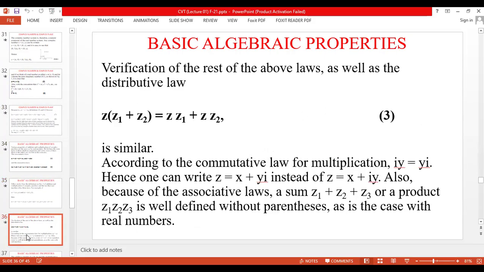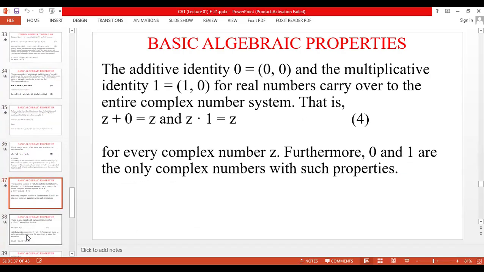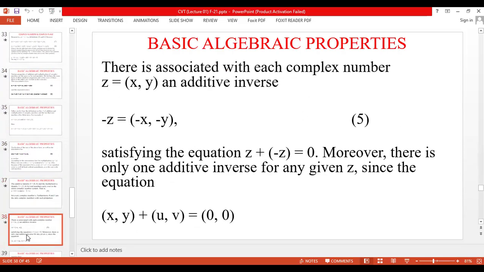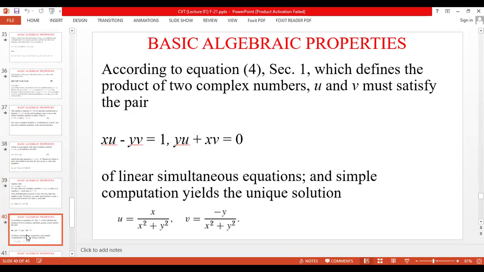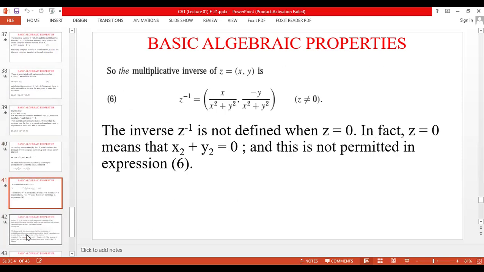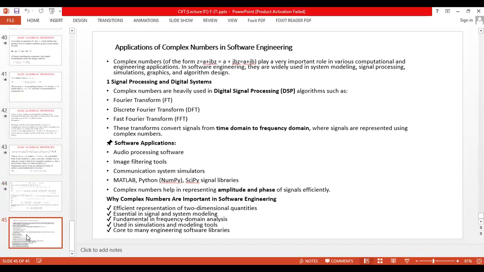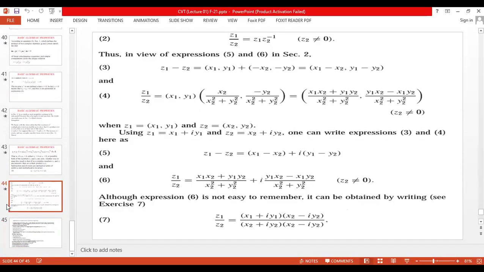So these are the basic algebraic properties of multiplication and the distribution property. You can see there is nothing more here. So this is the exercise question, I will share it with you. Leftover is the subtraction of complex numbers as well as the division of complex numbers. The division of complex numbers is a leftover thing that will be discussed in upcoming sessions.